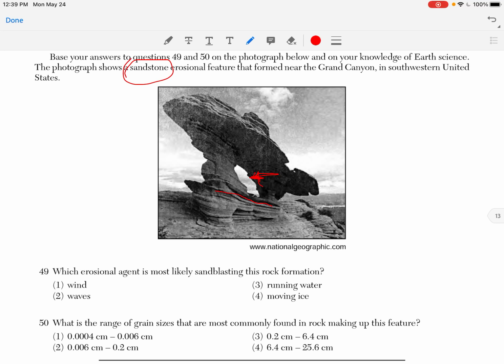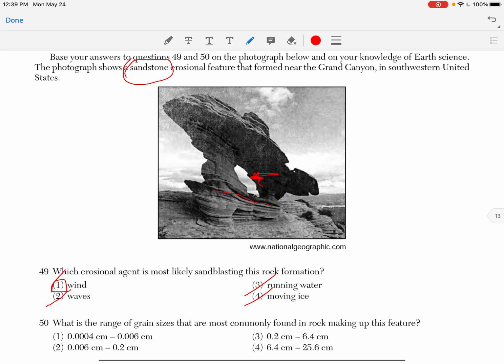So what would actually do that? What would be able to erode it like that? Well, it's not running water. It's on the top of a hill out in the middle of the desert. Can't be ice. That doesn't make any sense. Can't be the waves from the beach on the ocean. It's got to be wind. It's currently blasting away. The wind's picking up the sand and essentially eroding, weathering and eroding that sandstone feature there.